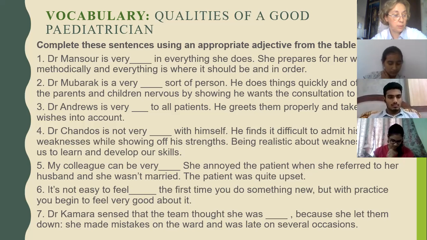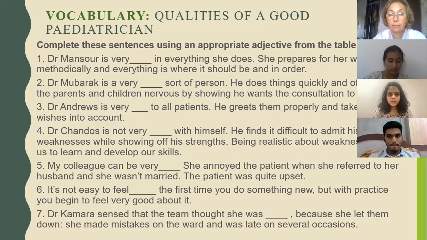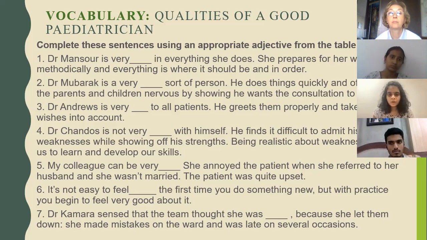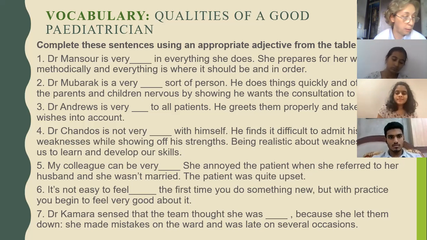Okay. So sentence number 2, let us listen to Suhita. Yes, ma'am. Dr. Mubarak is a very dash sort of person. He does things quickly and often makes the parents and children nervous by showing he wants the consultation to end. He is a very impatient sort of person. Exactly, yes.